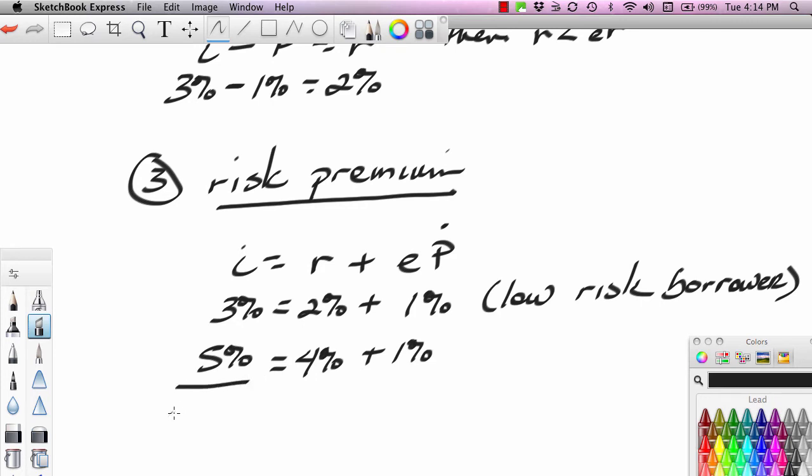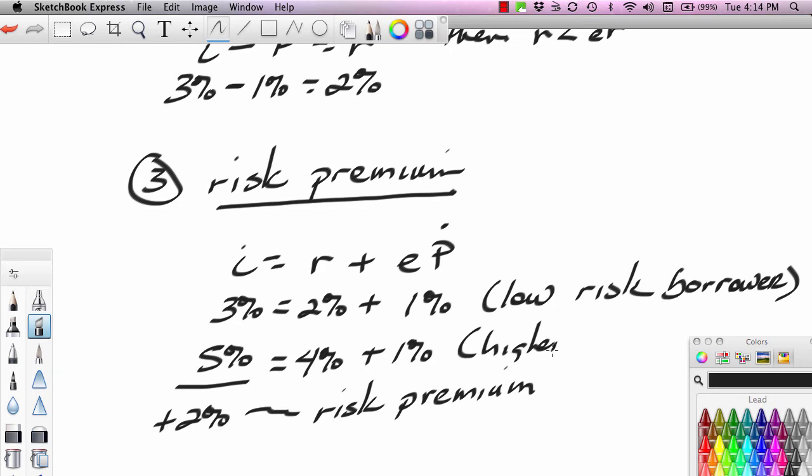So what's the risk premium? The risk premium, there's a 2% risk premium. And that's built into the real rate, which means it's going to get built into the nominal rate. So this is what we would call a higher risk borrower. So that's where risk enters the equation.